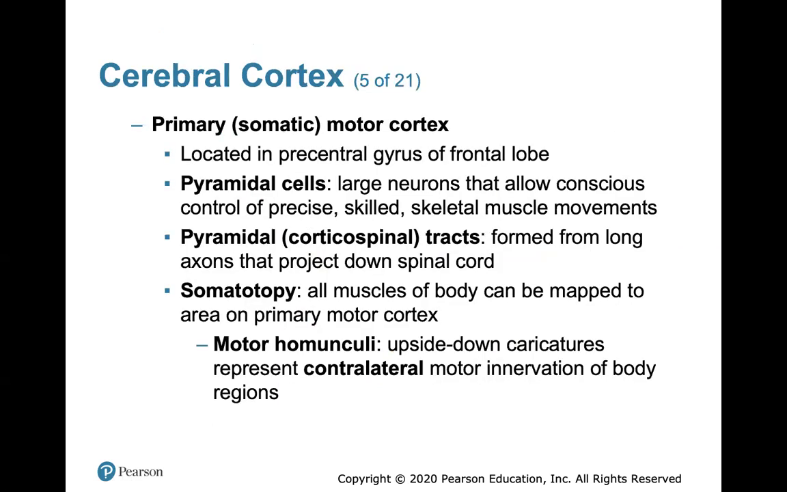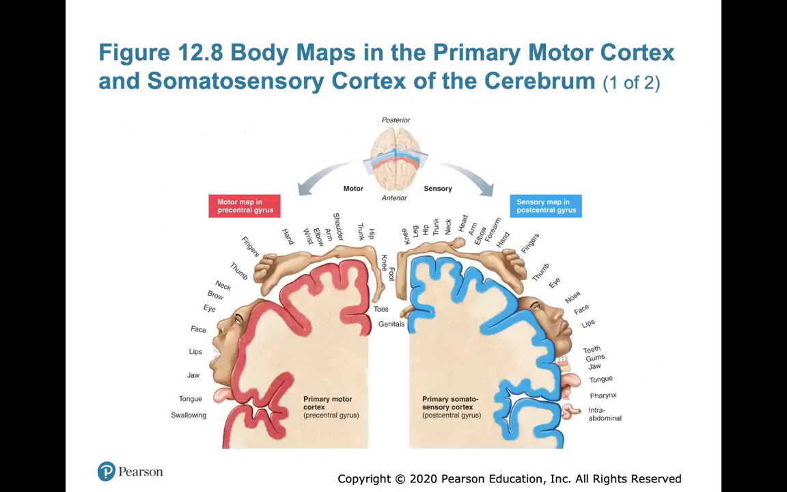The primary motor cortex, again, is located in the precentral gyrus. You have pyramidal cells there, pyramidal tracts. Somatotopy means all muscles of the body can be mapped to an area on the primary motor cortex. And we call this a motor homunculus, which is an upside-down caricature drawing that represents contralateral motor innervation of body regions. And this is really cool to see, as you can see here.